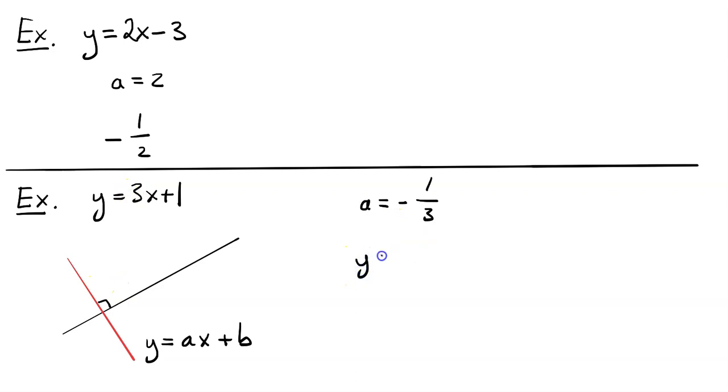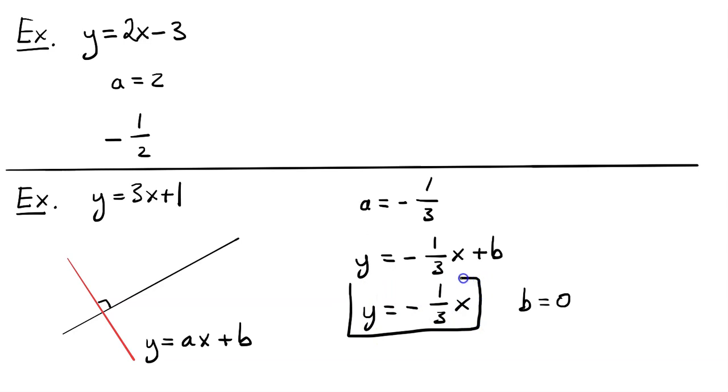So we know the line is minus 1/3 x plus b. We only need to solve for b. But if it goes through the origin, we know that b must be equal to 0. So this is minus 1/3 x. So this is the equation or formula for the straight line that goes through the origin, which is a normal to our line.